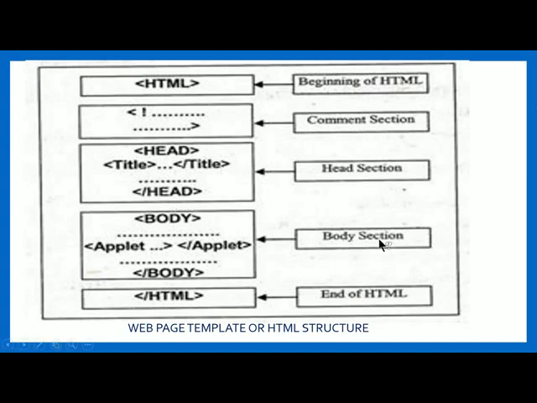Next we have the body section, where we have the body tag beginning and the ending part of the body tag. Inside the body tag we can place the contents which are to be displayed on the web page. Most of the tags will go inside the body tag. We can include here tables, images, pictures, sound or audio.